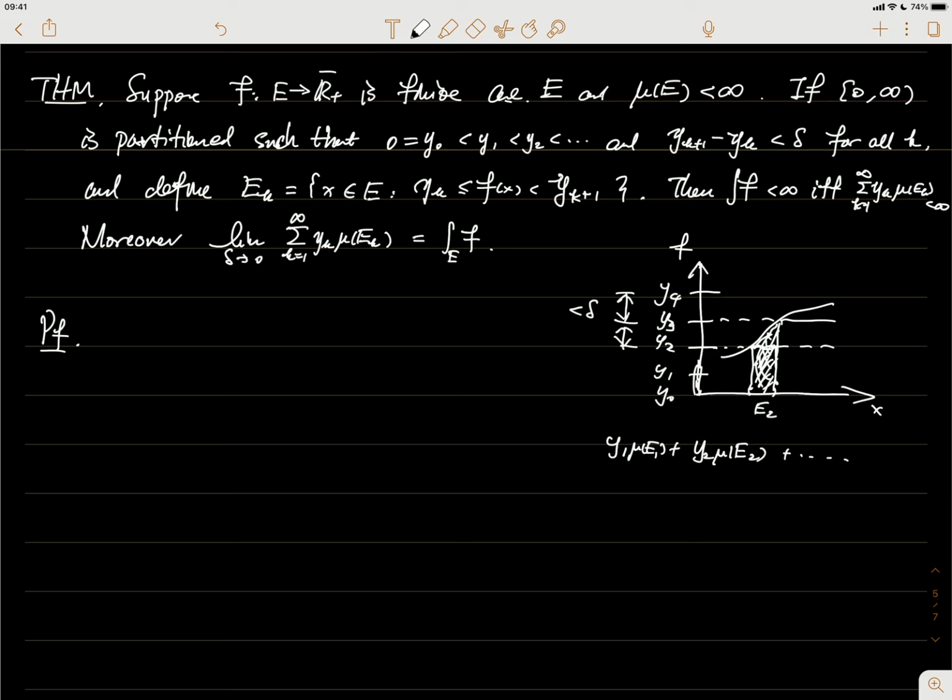Okay, so apparently we know that the function fk(x) is bigger than, so let's say, we know that the integral of f over Ek is less than or equal to y(k+1) times mu of Ek, because over this set Ek, the function value is less than or equal to y(k+1), but it's also bigger than yk. So that's why we also have this side.